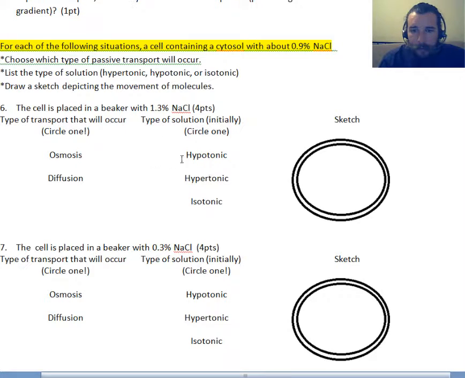1.3, is that hypotonic, hypertonic, or isotonic? How can you possibly know that? Oh wait, look at this part that's highlighted up there. Every cell is 0.9, so if the cell solution is 0.9, and it's put in 1.3, is 1.3 higher or lower than 0.9? It's higher, so what type of solution do we have? That's right, it's hypertonic. So now we do our sketchy doodle do.